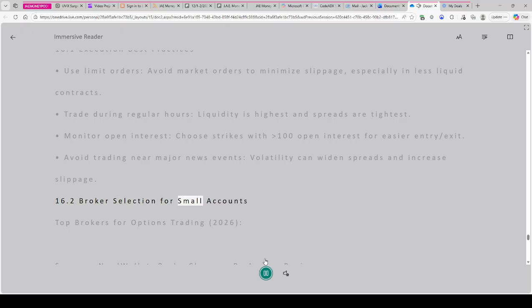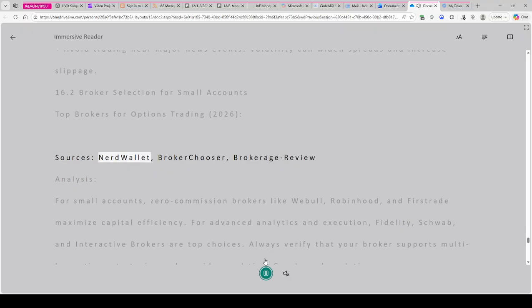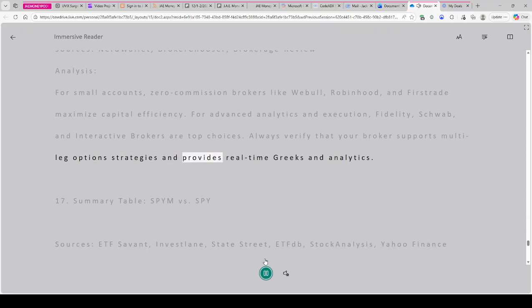16.2 Broker selection for small accounts. Top brokers for options trading, 2026. Sources, NerdWallet, BrokerChooser, Brokerage Review. Analysis. For small accounts, zero-commission brokers like Webull, Robinhood, and FirstTrade maximize capital efficiency. For advanced analytics and execution, Fidelity, Schwab, and Interactive Brokers are top choices. Always verify that your broker supports multi-leg option strategies and provides real-time Greeks and analytics.